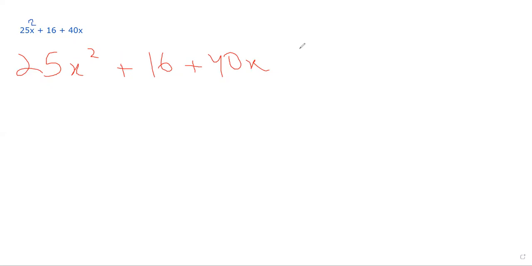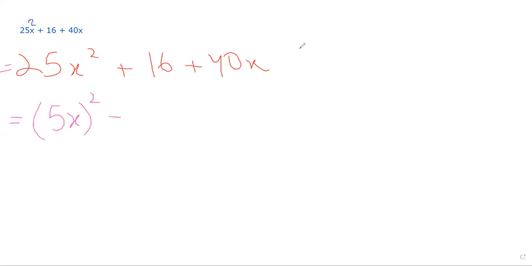Okay. Now we are going to solve the question. The question is 25x square plus 16 plus 40x. So first of all, the first term is 25x square, the second term is 16, the third term is 40x. Is 25 the square of any number? Yes. Whose square is it? 25 is the square of 5. Can we write it as 5x whole square?